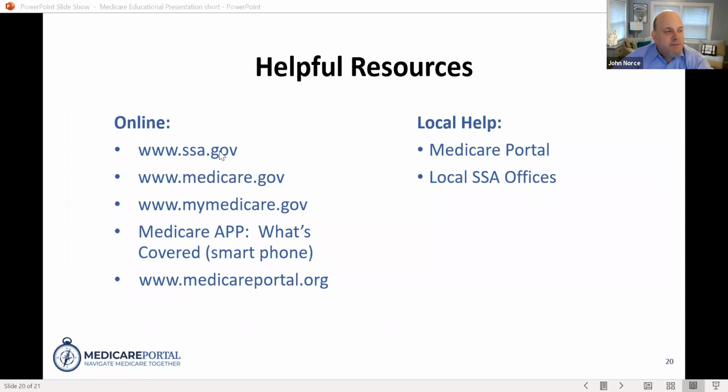Lastly, there's some resources that you can use. I've mentioned SSA.gov, Medicare.gov. MyMedicare.gov you can enroll in once you get Medicare. It's a very helpful site. It's basically the brains of Medicare. It's absolutely something we encourage all our clients to do, to set up an account there. There's actually an app on your smartphone you can download today. It's called What's Covered, that will help you understand the benefits of Medicare. And again, this is if you're on Medicare. If you're on Medicare Advantage, it won't help you.